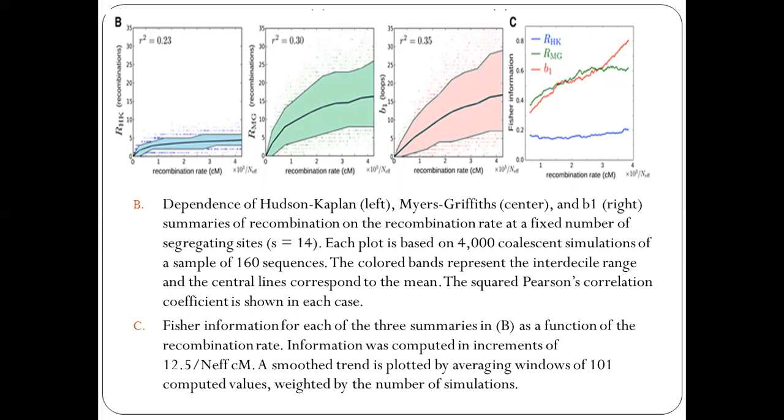Fisher information for each of these three summaries as a function of the recombination rate. Information was computed in increments of 12.5 per N effective centimorgans. A smoother trend is plotted by averaging windows of 101 computed values weighted by the number of simulations.